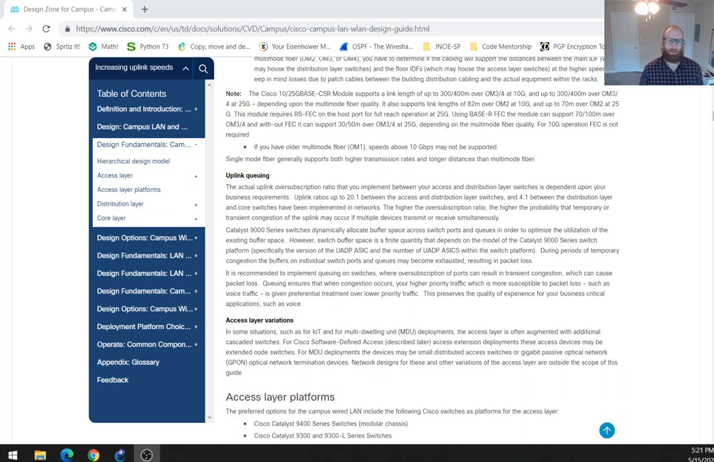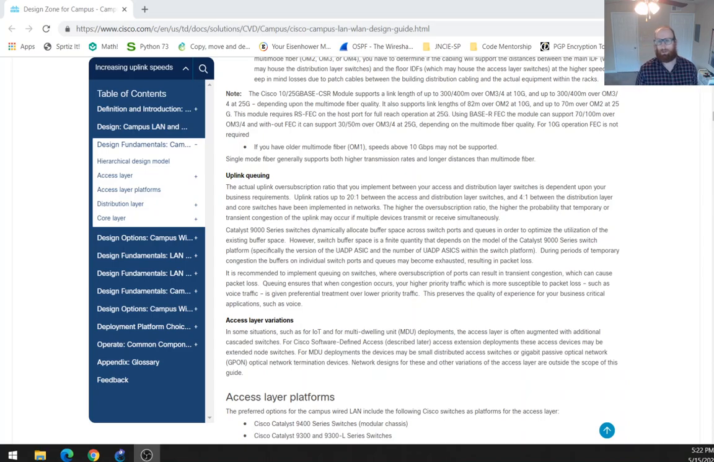Note, the Cisco 10/25G-based CSR module supports a link length of up to 300 to 400 meters over OM3-4 at 10 gigabits, and up to 300-400 meters over OM3-4 at 25 gigabits. So it supports the same. Okay, well that's nice. It does both the same length and the same OM, depending on the multi-mode fiber quality.